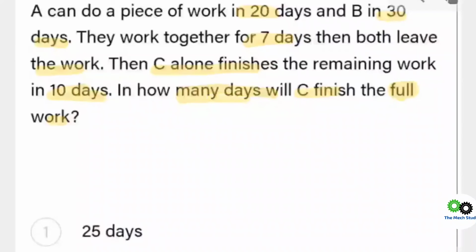What was the time required to complete the work by C? So basically what they have said: A completes a particular work in 20 days, B completes the same work in 30 days, and both A and B work for 7 days and then leave. After that C comes, and C completes the remaining work in 10 days. So if C were to do the total work alone, how much time would it take to complete the total work?